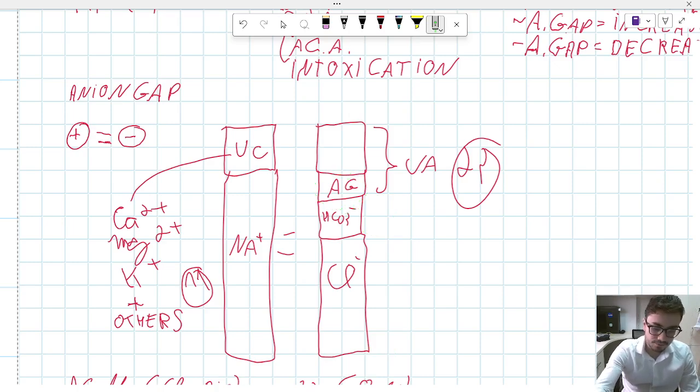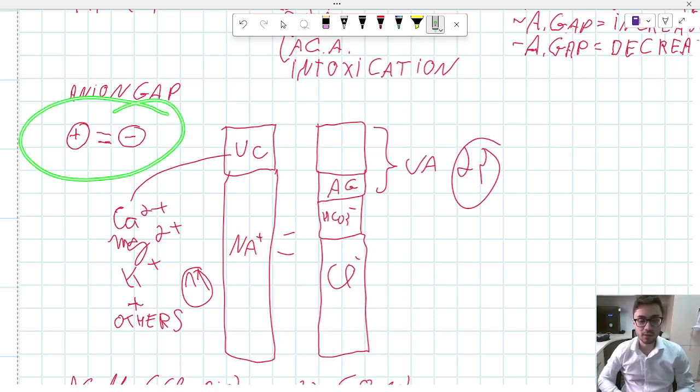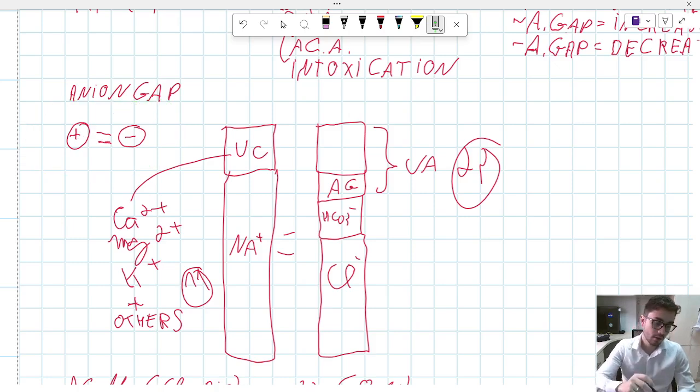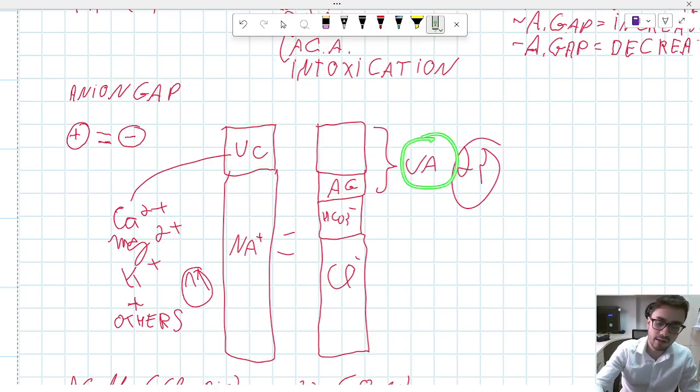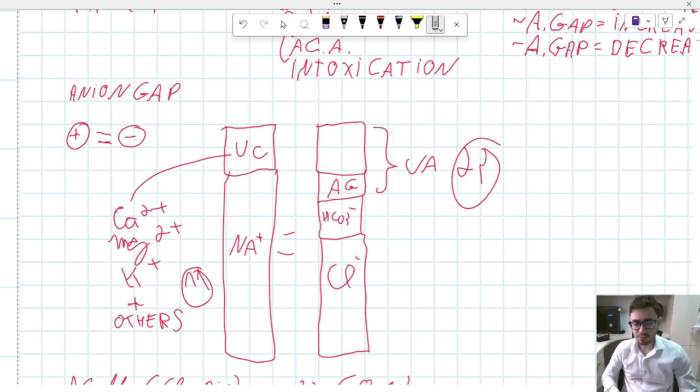And so you can see that these two columns are equal, okay? We need to have an electrically neutral environment, so all of our positive charges need to be equal to the negative charges. And here is UC, the unmeasured cations, and here is UA, the unmeasured anions, okay? What does it mean to be measured or unmeasured?